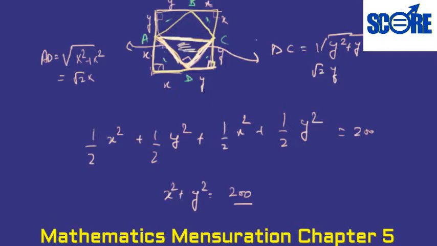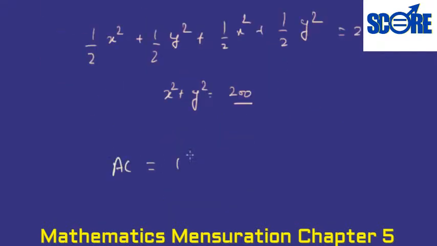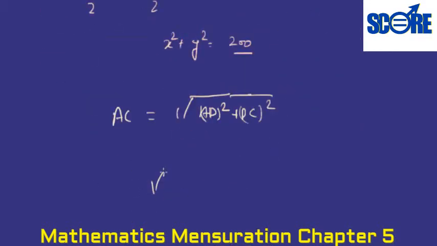ADC. Now in triangle ADC, we know the length AD, we know the length DC. This is 90 degrees, and now I can calculate the AC, which is exactly equal to the diagonal of the rectangle that we have to calculate. Now AC becomes under root of AD square plus DC square, that is under root of 2x square plus 2y square.